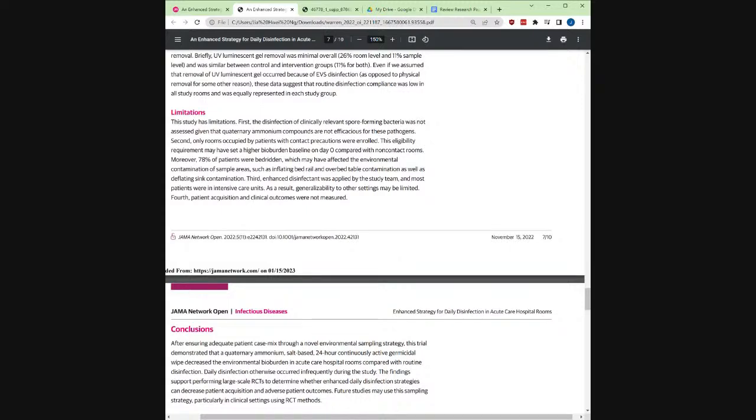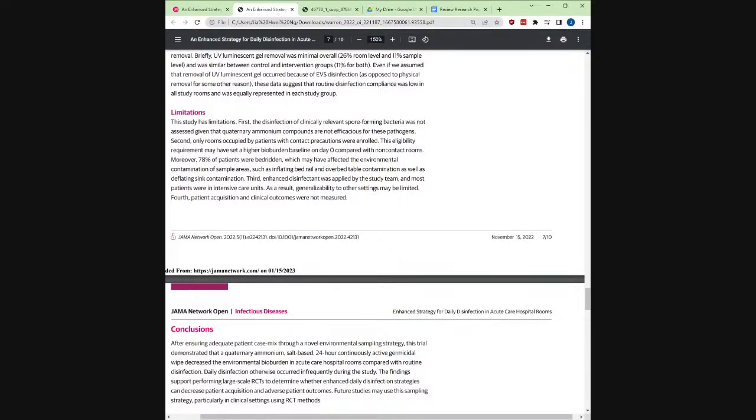Third, enhanced disinfectant was applied by the study team, and most patients were in the intensive care units. As a result, generalizability to other settings may be limited. And 4, patient acquisition and clinical outcomes were not measured. Okay, so these two are really important.